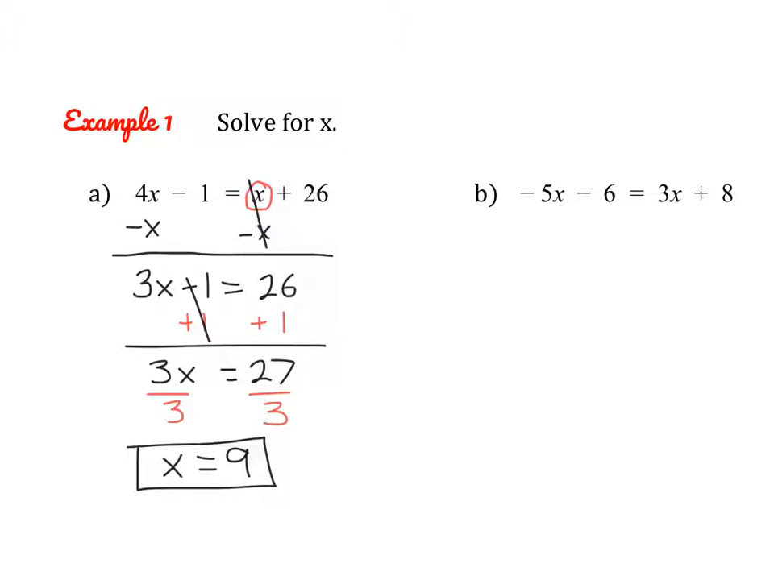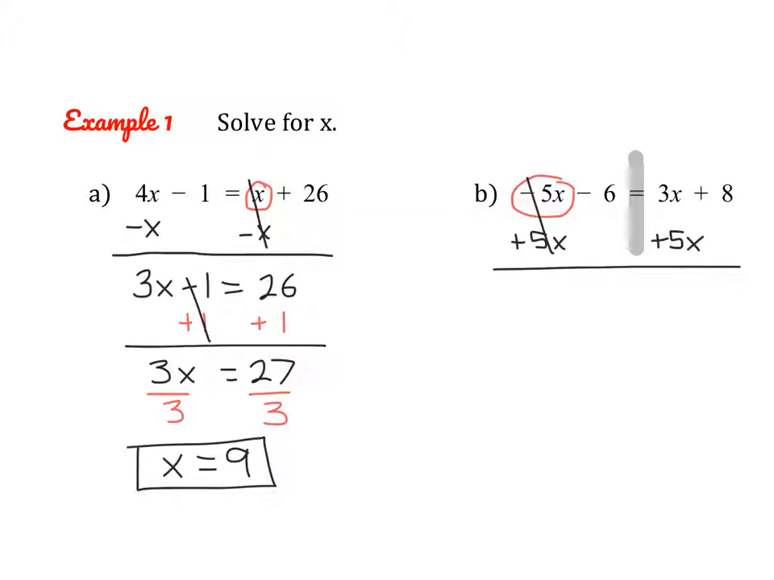Now let's look at the second example. For part B, I see I have a variable on the left and a variable on the right. I want to remind you that you cannot combine those two variables because they are on different sides. In the past, we would try to combine things that have the same variable. However, you cannot combine terms that are on different sides. So we have to move one. Now I'm wondering, what's smaller, negative 5 or positive 3? So negative 5x is my smaller term. I'm going to move it using the inverse operation, which is to add 5x to both sides.